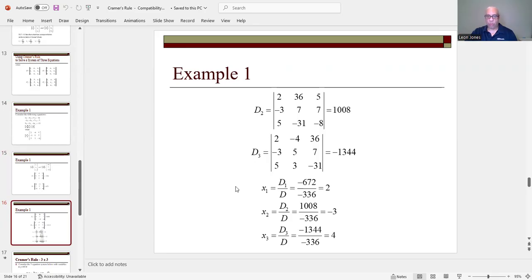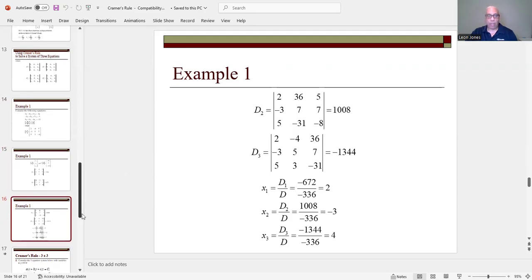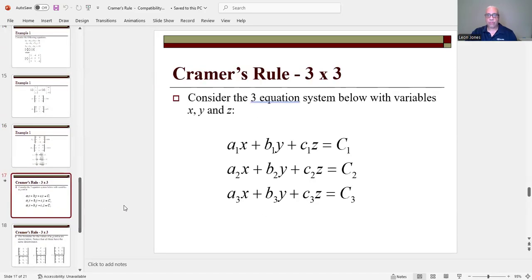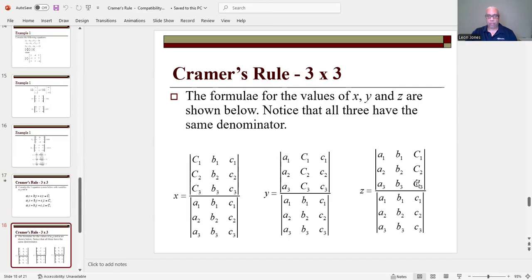Remember, your denominators for all of your values are the same. And if you really want to see if your equations are working, plug all the numbers back into each equation. Everything should be equal to the value that you want. All right, let's consider the 3 equation system with variables x, y, and z. This is what it looks like. This is for a 3 by 3 matrix. Notice all 3 have the same denominator.